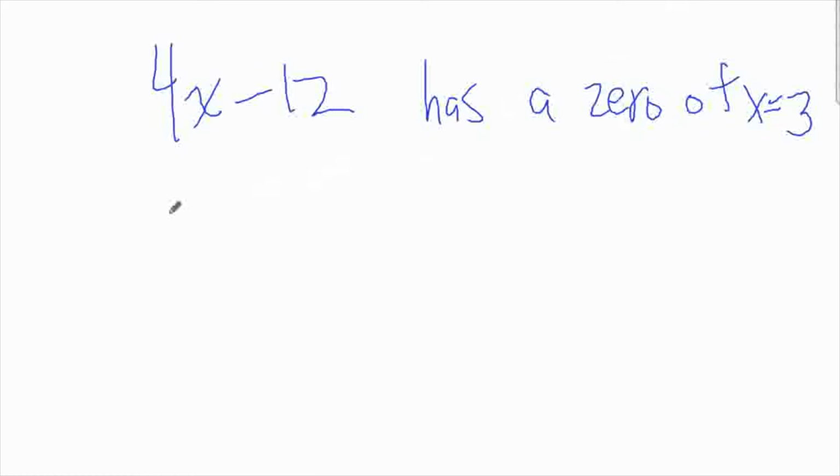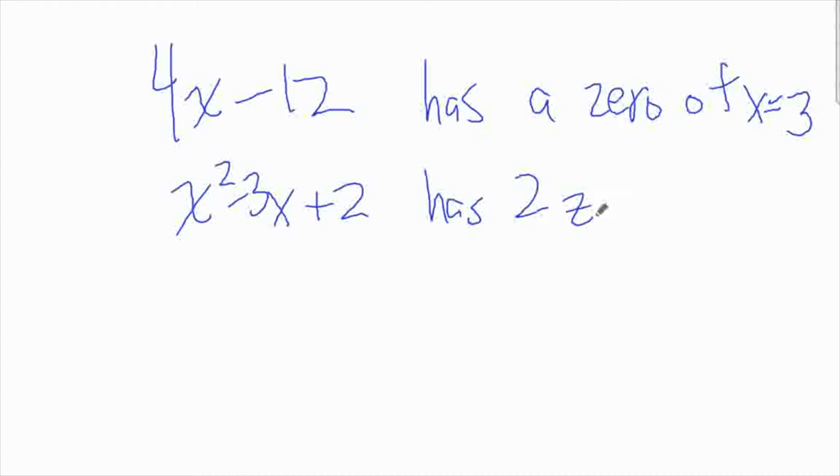Now, some can have more than one zero. All right, what about this one? Okay, this one has 2 zeros. Can you see what they are? Try plugging in 2 and try plugging in 1. You'll see that both of those make it equal to 0.